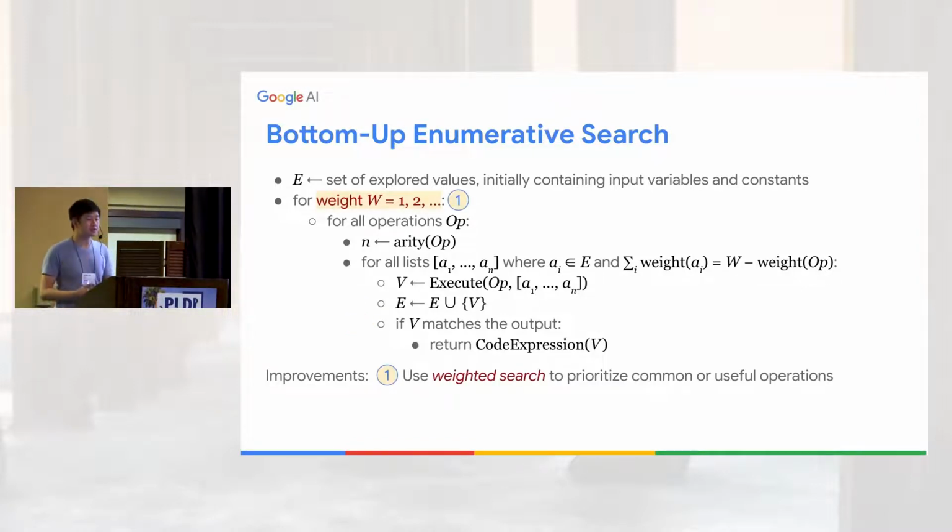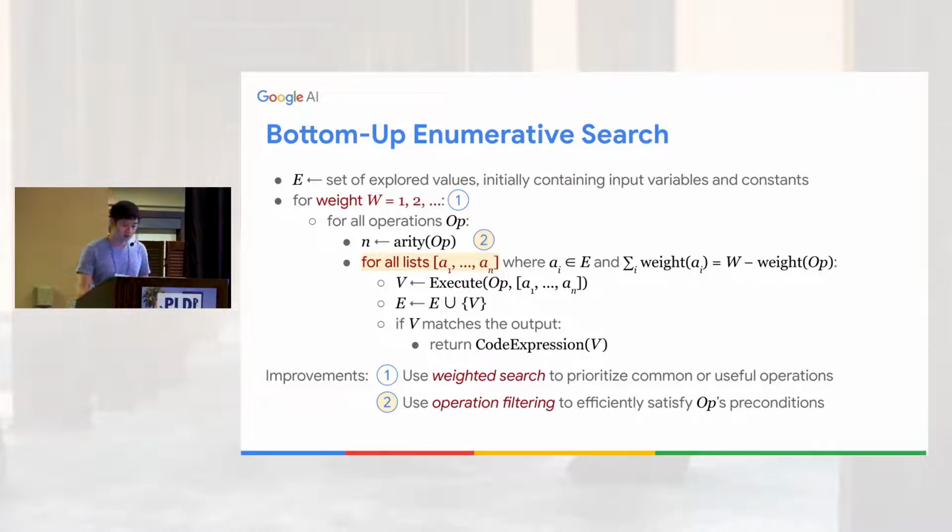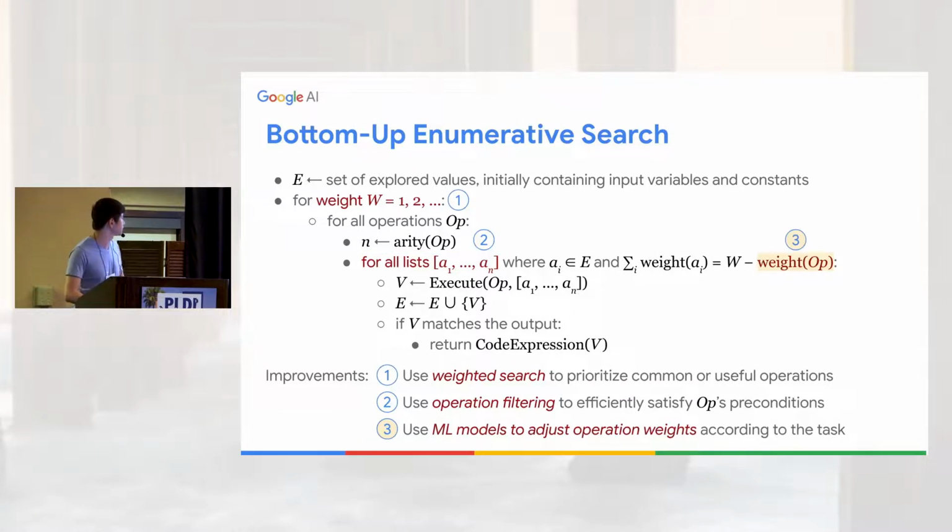We have three specific improvements over prior work. First, we use a weighted search to prioritize common or useful operations. Second, we use operation filtering to efficiently construct argument lists that satisfy all of an operation's preconditions. Third, we use machine learning models to predict operations relevant to the task, and then we can adjust their weights. Now let's look at each of these three improvements in more detail.